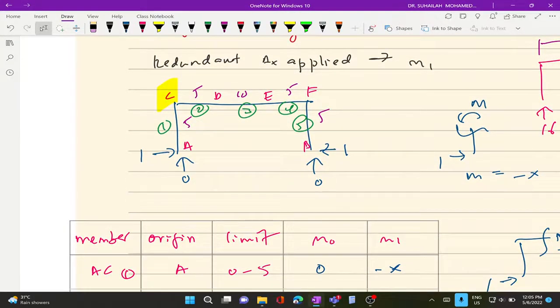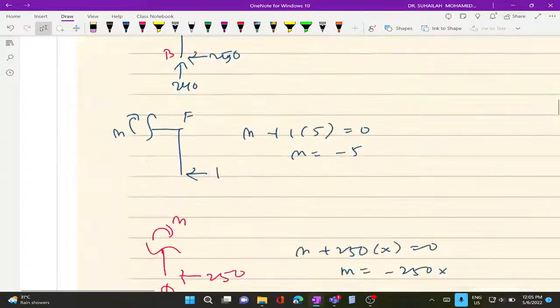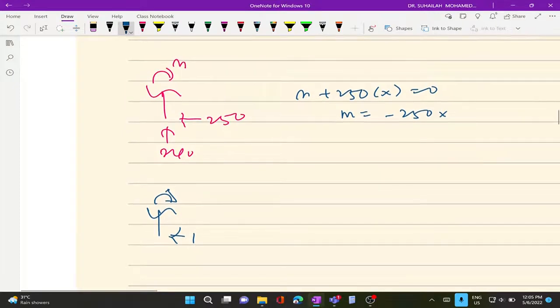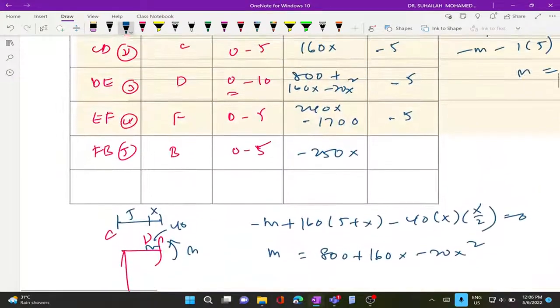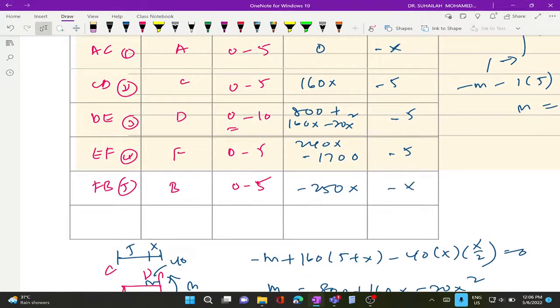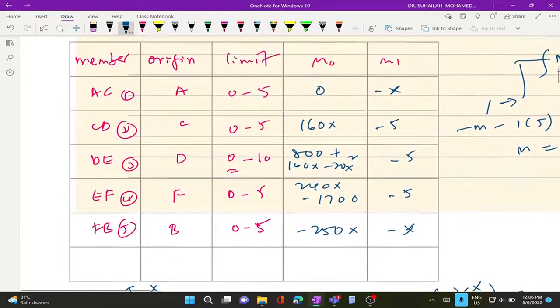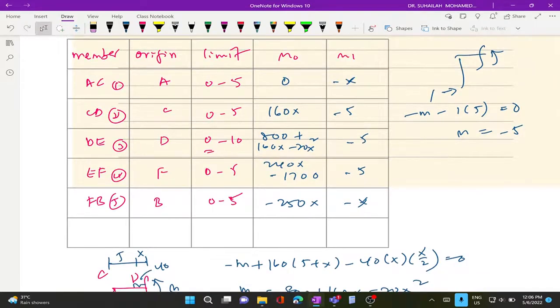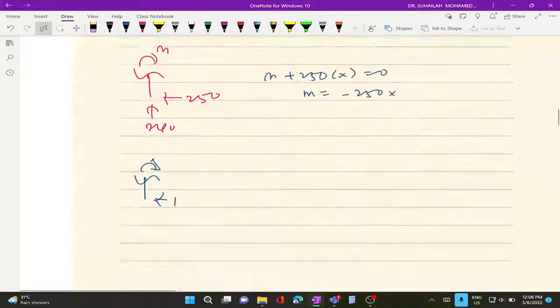And for the redundant diagram, it is just simple one like this. This is the moment. This is 1. So what we get is negative X. So these are all the moment equations. From this, we will calculate as usual.